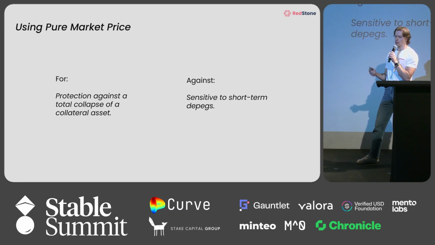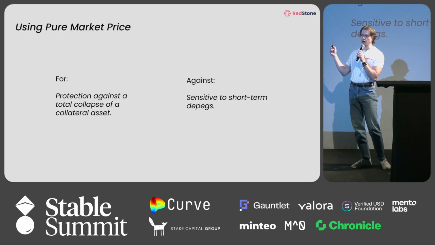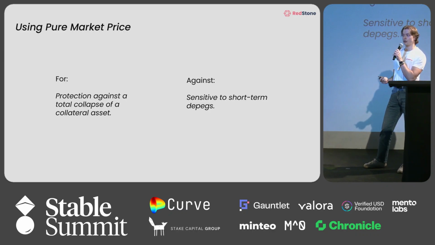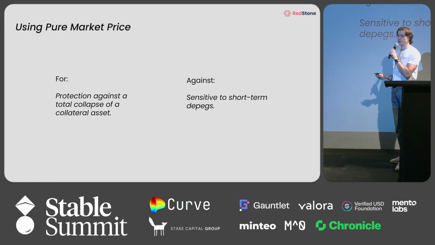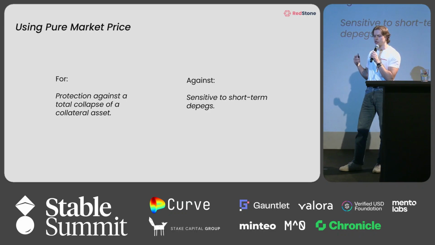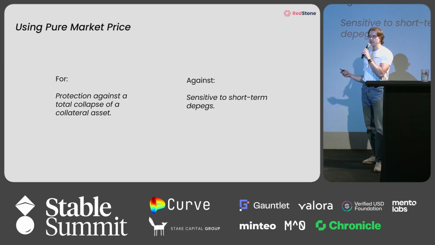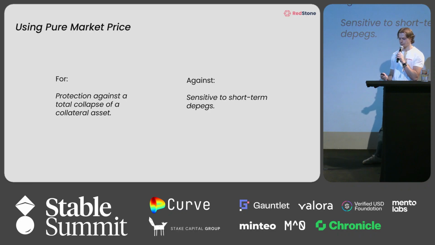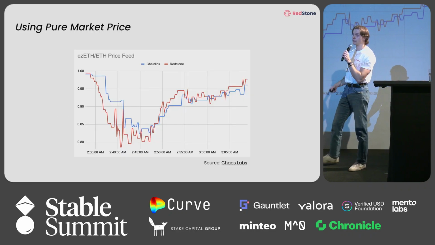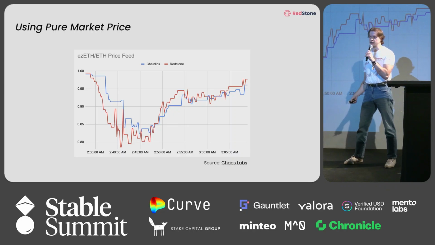But the probability of the negative scenario that I've got on the against side of this slide is way higher, and that is short-term depegs of the price of the collateral assets. So the general expected value of this whole setup for a market price is usually negative, and that's the main problem. And this was well demonstrated by some of the depegs that happened in the past, such as the ezETH depeg.